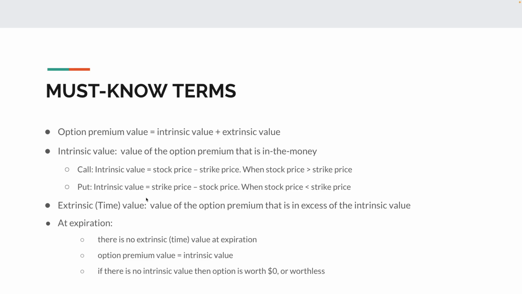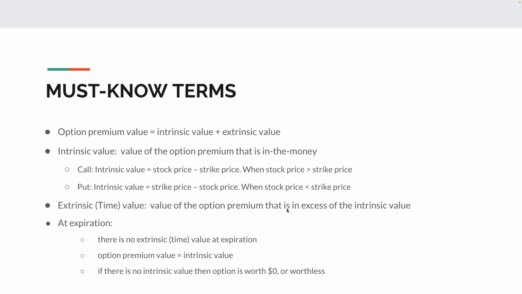Extrinsic value is the value of the premium that is in excess of the intrinsic value. It is also known as the time value because we can say this value is just due to the remaining time to expiration. As we approach expiration, the time value will go to zero and you will be left with just the intrinsic value at expiration.